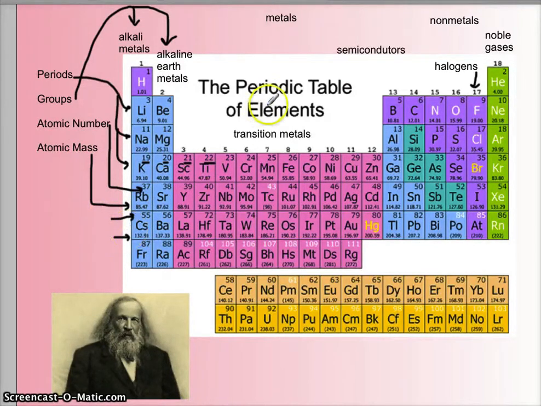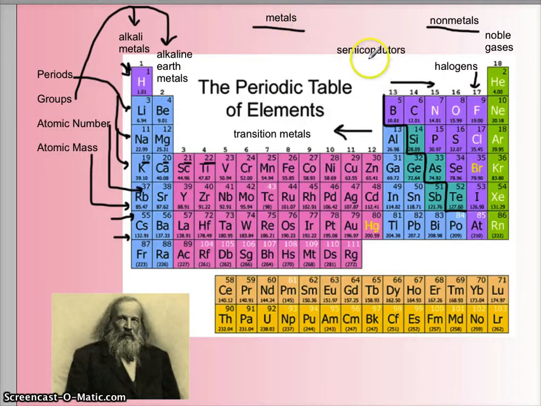Let's talk about ways to classify elements. We have metals and nonmetals. On the periodic table, most of them are going to be metals. There's a dividing line right about here between metals and nonmetals. To the left of this line are going to be metals. To the right of this line are going to be nonmetals. Now there is an exception. Hydrogen here is a nonmetal, but it is put over on this side because of its valence number. So nonmetals to the right, metals to the left.